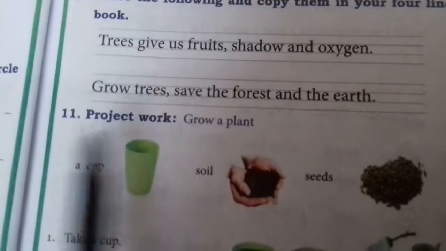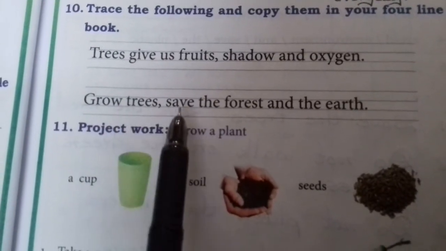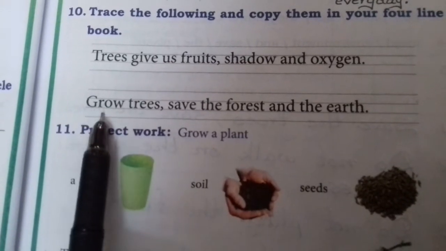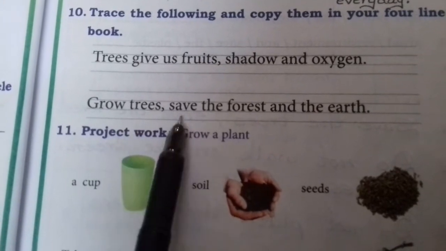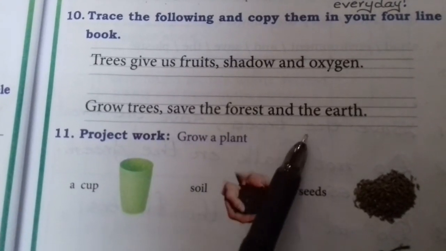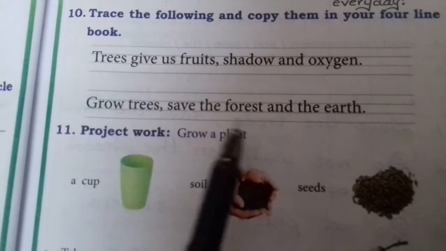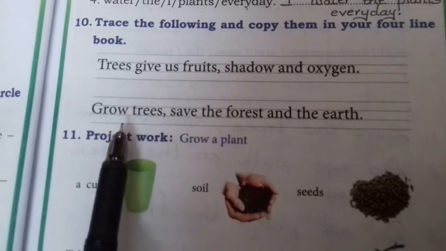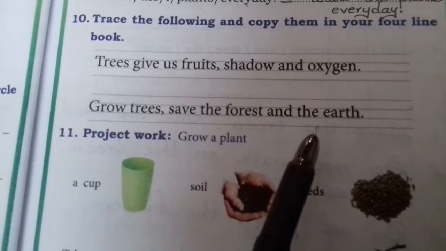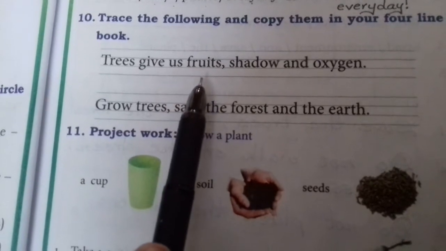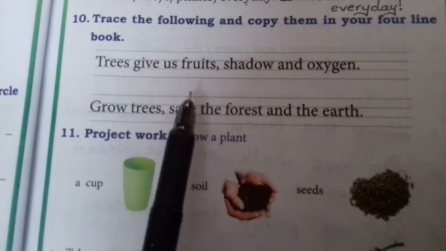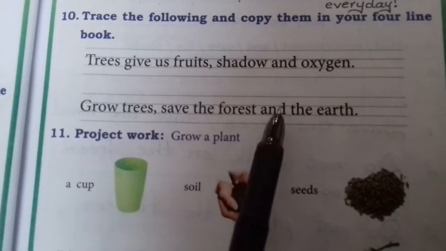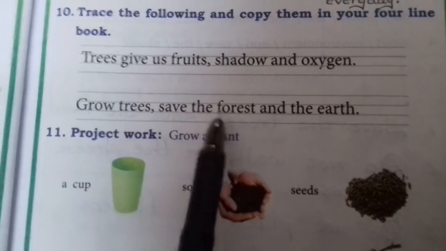Now, grow trees, save the forest and the earth. It says grow trees, save the forest and the earth. Now these are very important logics that you have to learn. You have to save trees. Then if you grow trees, you will save the forest and you will save the earth, because in the above line it says that trees give us fruits, shadow and oxygen. You know the benefit out of it. You know what we are getting out of it. So growing trees is very important.